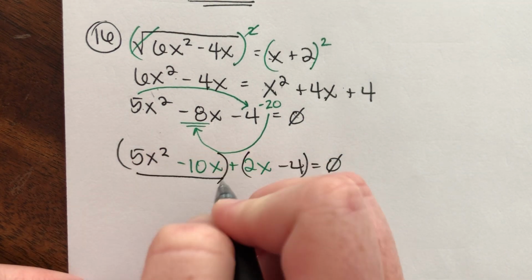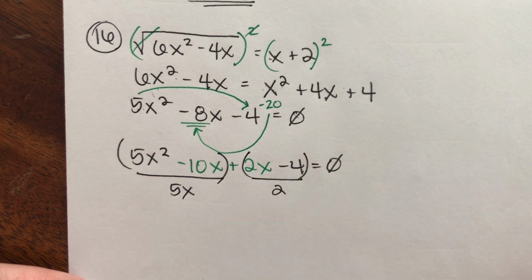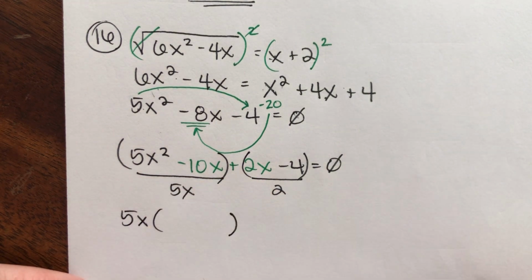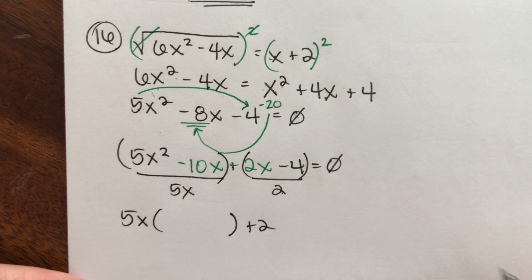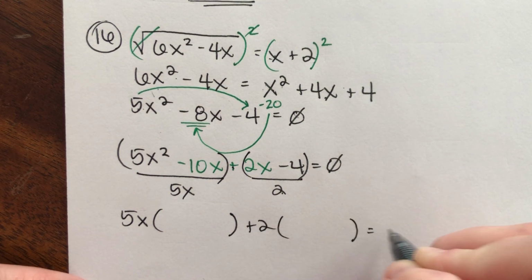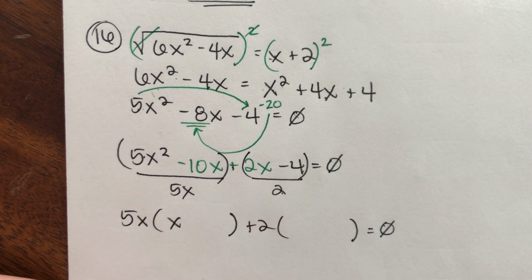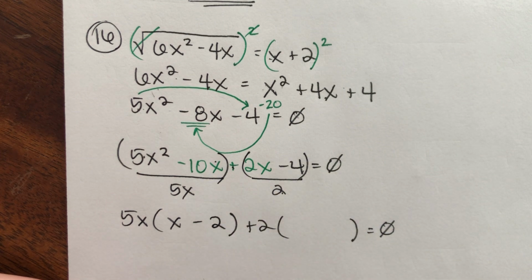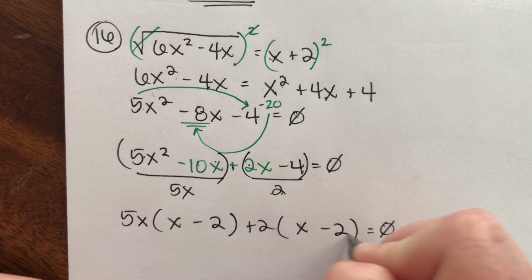And I can divide both of these by 5x. And I can divide both of these by 2. So then after I divide, I put the number I divided by in front. Everything left over after I divide goes in parentheses, plus 2 in front. Everything left over, parentheses. 5x squared divided by 5x is x. Negative 10x divided by 5 is negative 2. 2x divided by 2 is x. Negative 4 divided by 2 is negative 2.